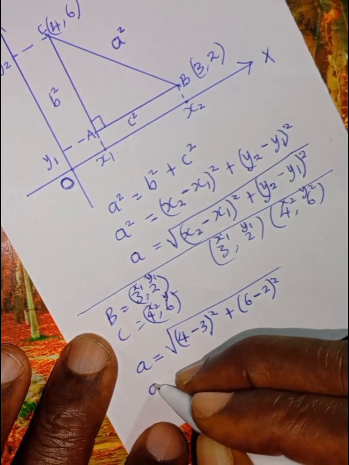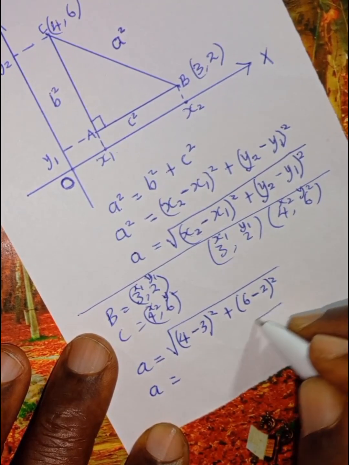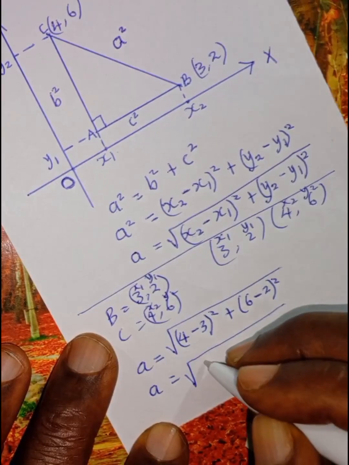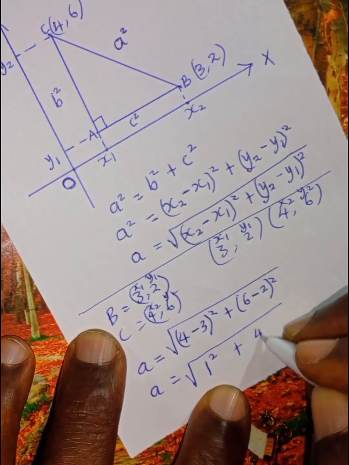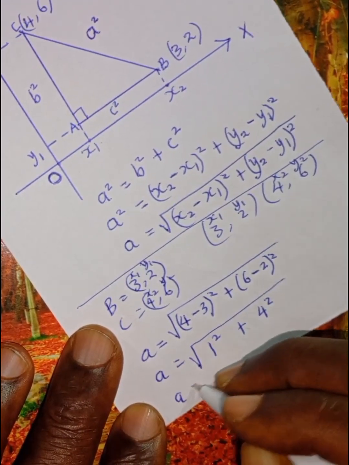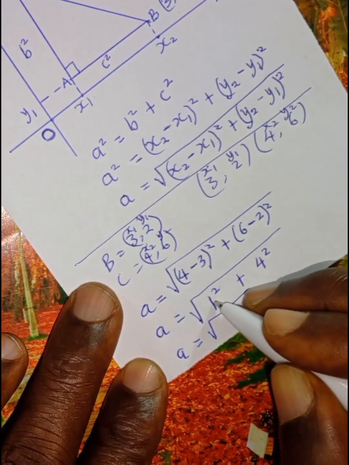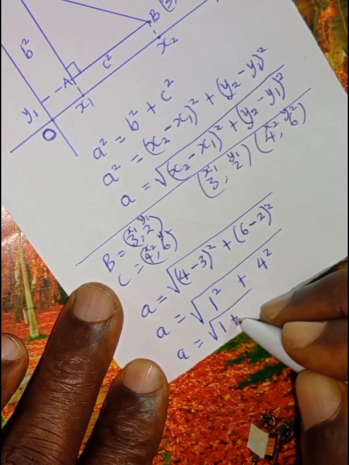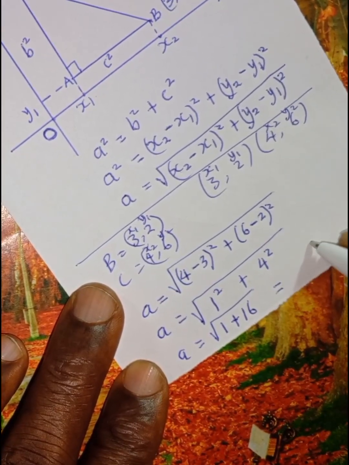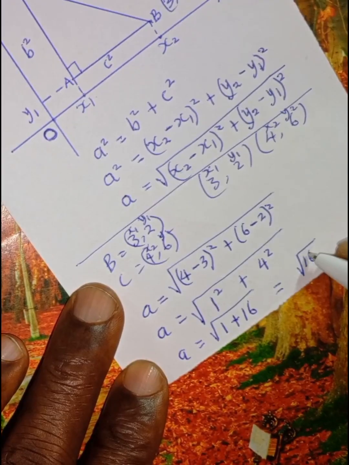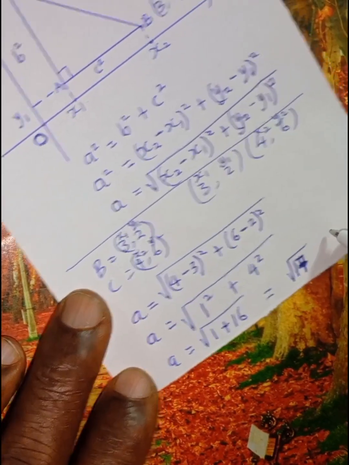Now we have our distance A is equal to the square root of 4 minus 3, 1 squared, plus 6 minus 2, 4 squared. So our distance A is equal to the square root of 1 squared, which is 1, plus 4 squared, which is 16. So the final answer is the square root of 17.